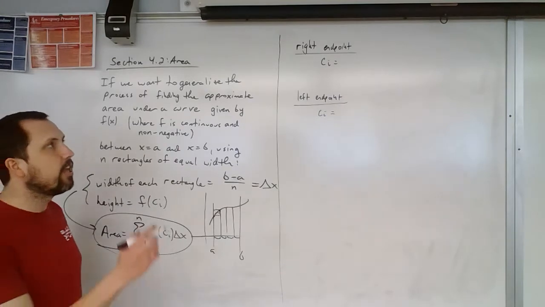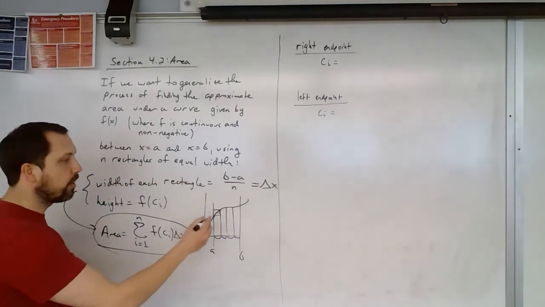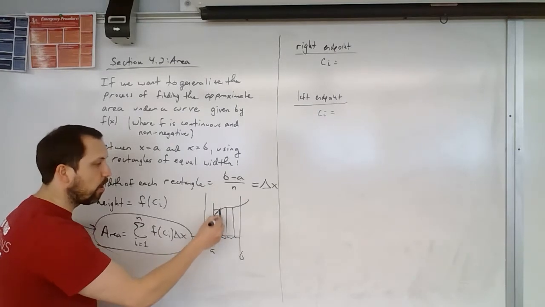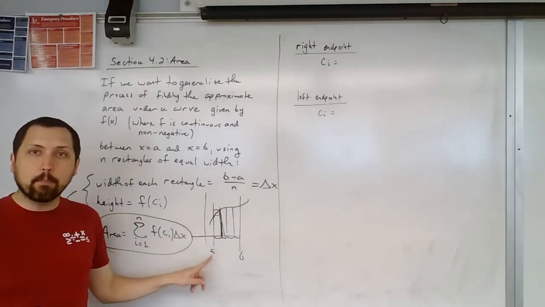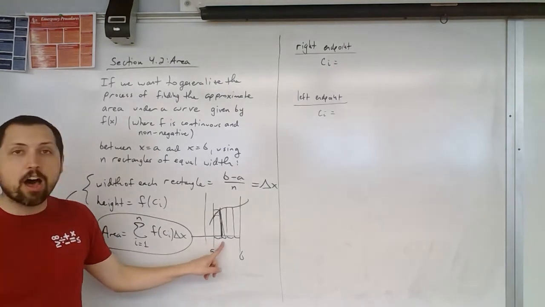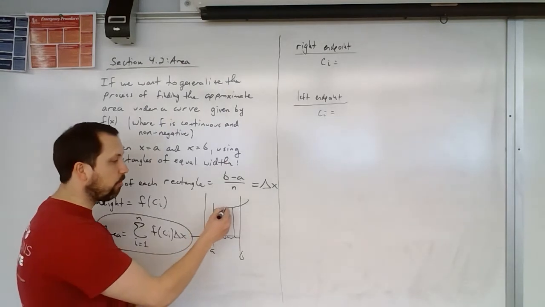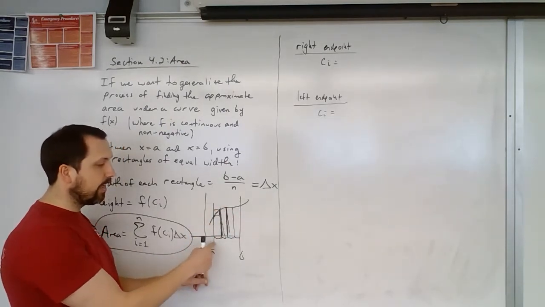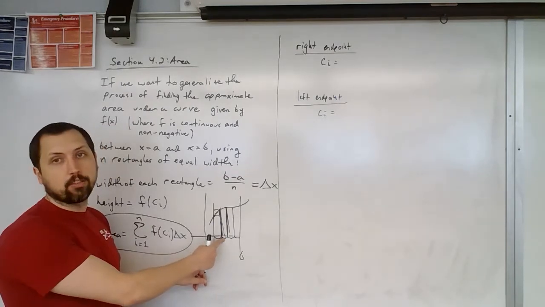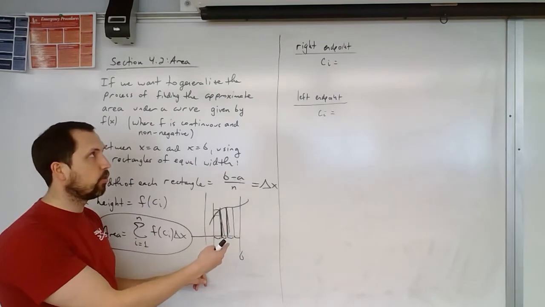So the right endpoints, remember these all depend on i. The first one is going to be this one in this case. So it's based off of a, but I'm going to have to add on a copy of the width. If I want to use the right endpoint for this second rectangle, I'm going to start at a, and I'm going to add on 2 copies of the width. Next, I'm going to add on 3 copies of the width, and so on and so forth.